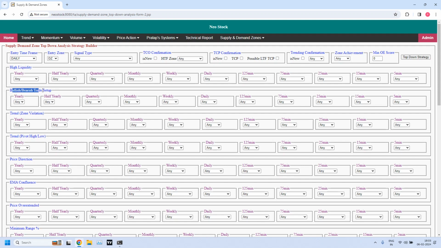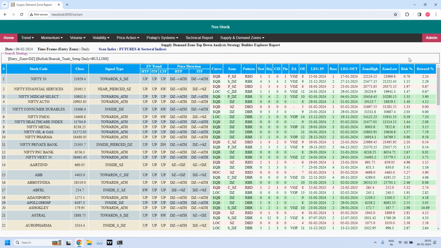And in this bullish or bearish trade setup parameter, in daily time frame, we have to select bullish. Now let us generate. Now all the bullish trade setup stocks are generated. Let me quickly scroll down. Any stock you want to refer, please pause the video and then study the parameters. I will be giving you only a few seconds while scrolling down this page.